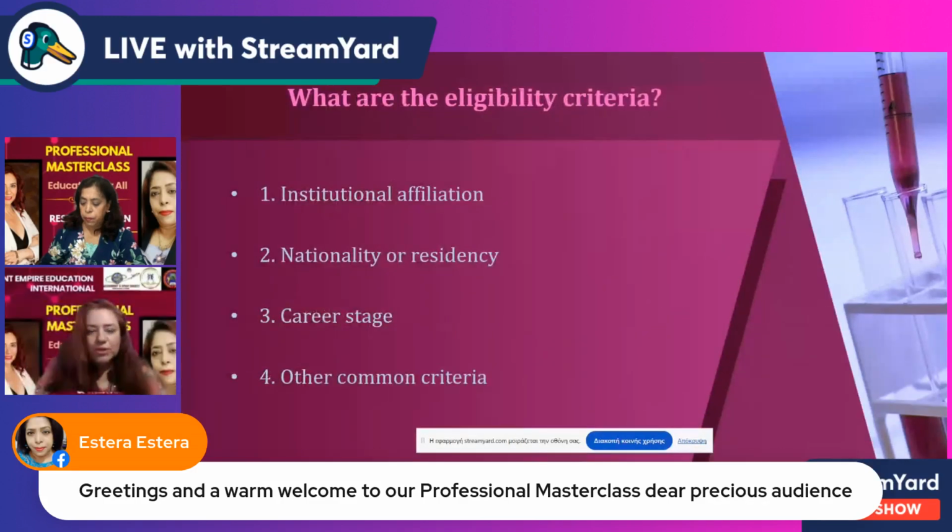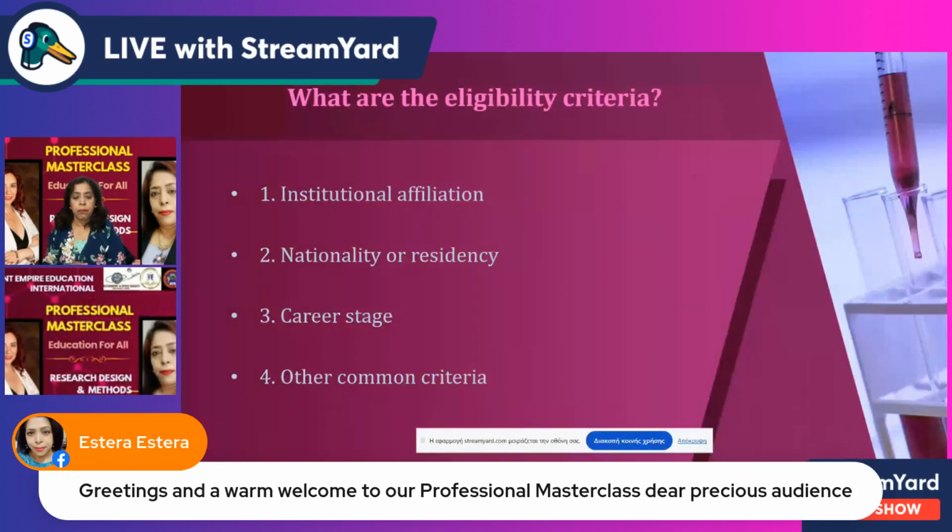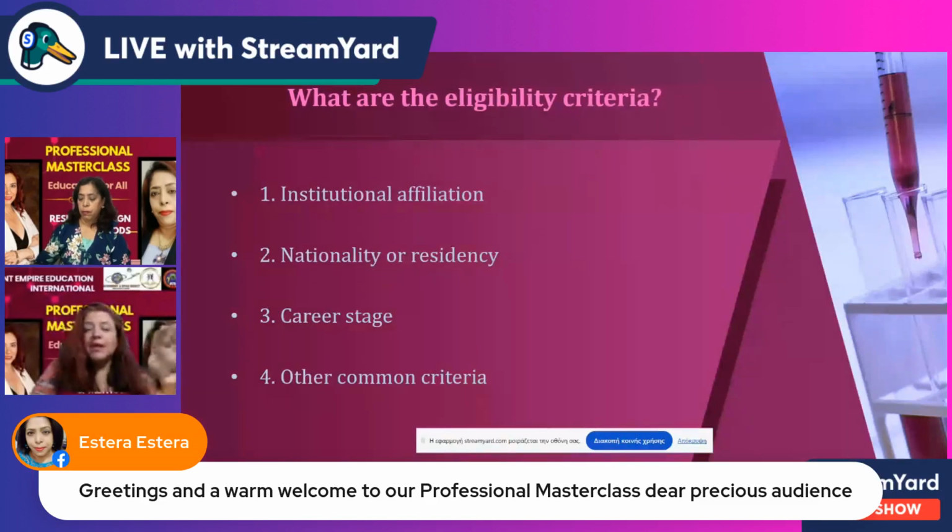So if you check the eligibility criteria, if we talk about institution, for example, many grants require applicants to be affiliated with recognized research institutions, such as universities or colleges or research institutes or laboratories or hospitals. Some other fellowships allow independent researchers, but this is rare and usually for highly experienced investigators. Certain grants are restricted to specific institutions, for example, only universities in a particular country or region.